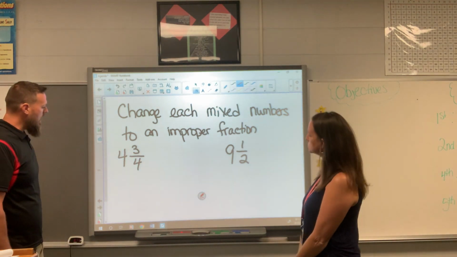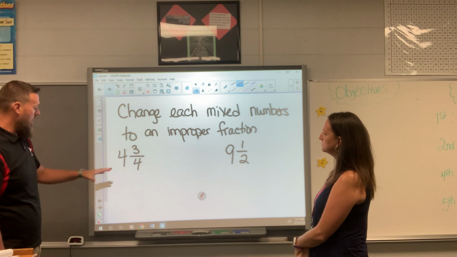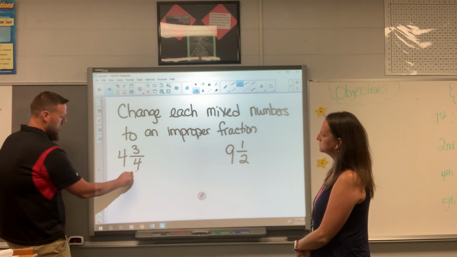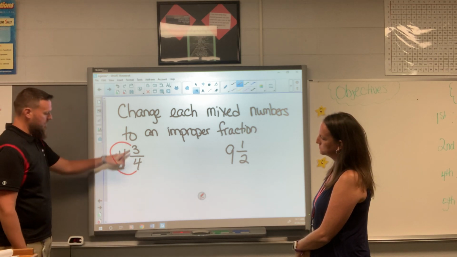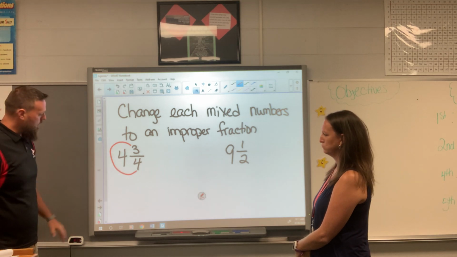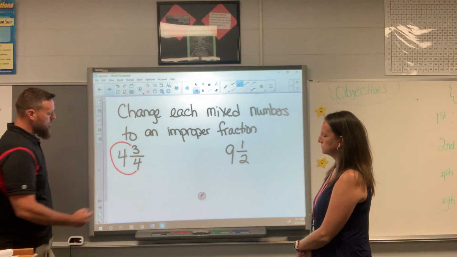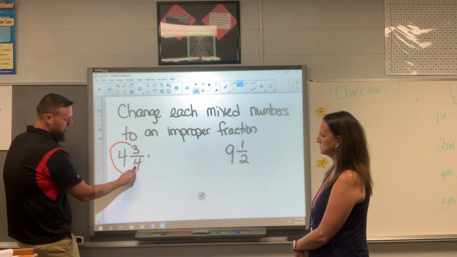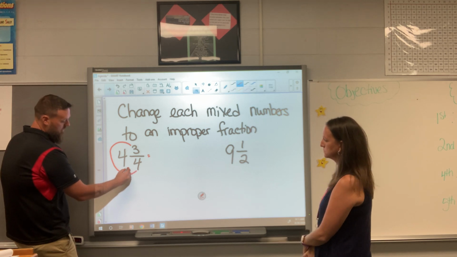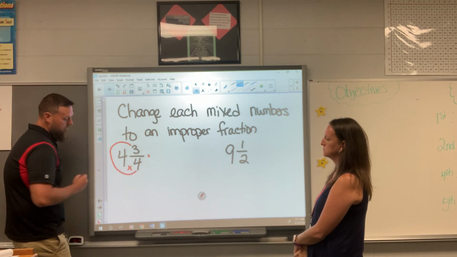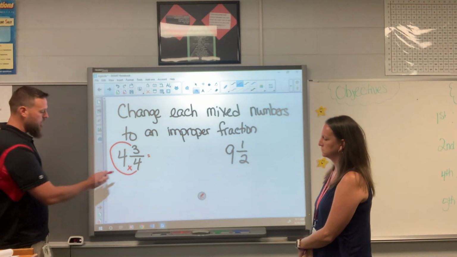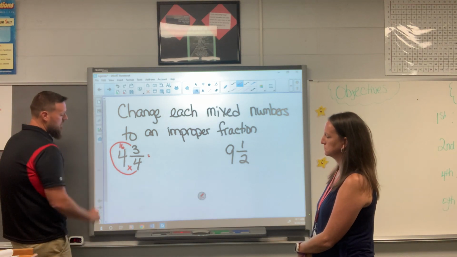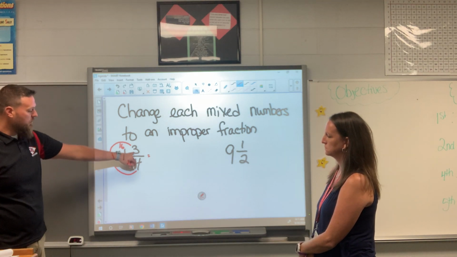So what I usually say is think of a C, like that right there. So we have a C. And how do I use that to make it improper? Well, we look at the denominator first. We take our denominator and we multiply it by our whole number. So 4 times 4 is 16. Now, I have to use the numerator.